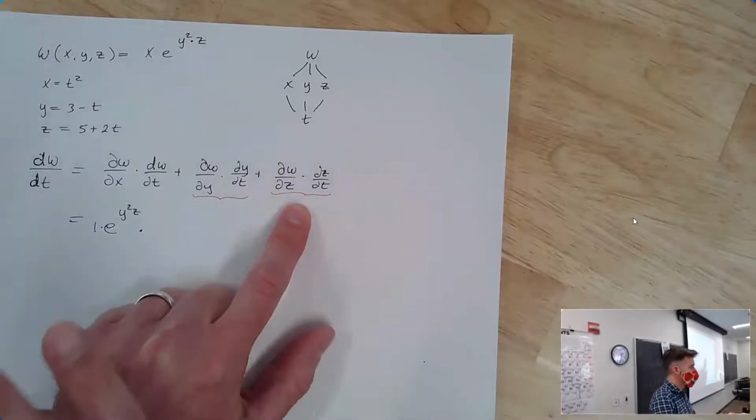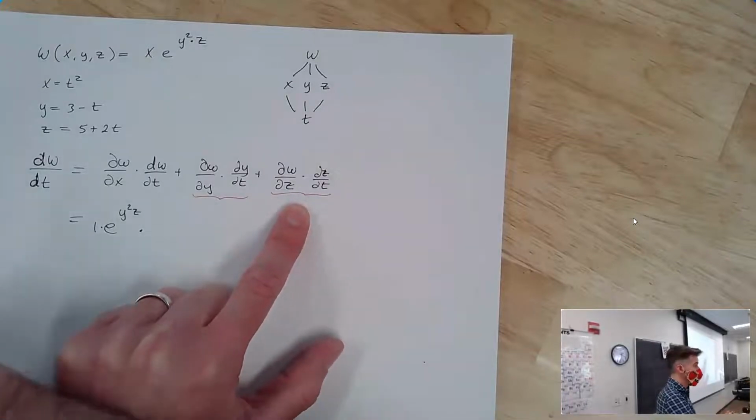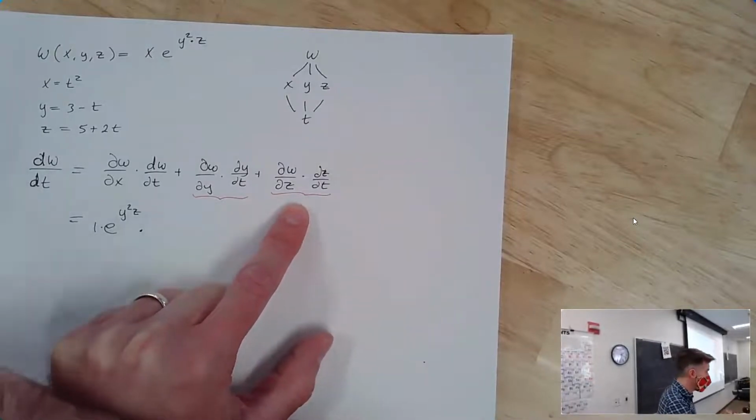This notation is picked purposefully. It's meant to look like that. It's meant to look like if you could cancel the fractions, you would get what you wanted to get.